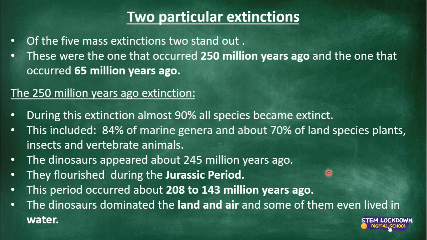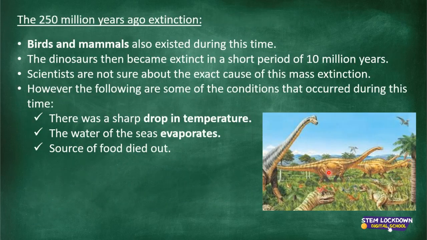So the dinosaurs dominated the land and air, and most of them even lived in water. So birds and mammals also existed during this time. And the dinosaurs then became extinct in a short period of 10 million years. Now it goes back to our scientists. They're still not sure about the exact cause of the mass extinction. However, the following are some of the conditions that occurred during this time.